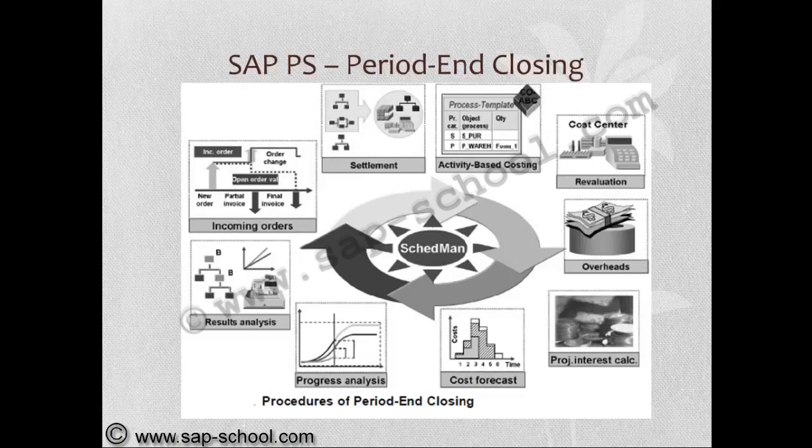So the procedures for the period end closing we can see here: revaluation, overheads, project interest calculation, cost forecast, progress analysis, result analysis, incoming orders and settlement. So these are various activities of the schedule manager. Now we'll see them individually.